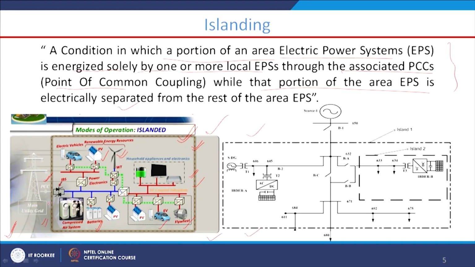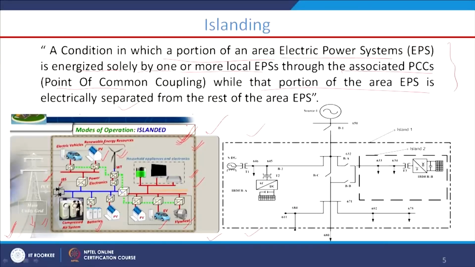If, due to a certain fault at the main grid side, the main grid is isolated or disconnected from the microgrid at the point of common coupling using some circuit breaker system, obviously at that time this microgrid is going to be islanded from the main grid. That means the microgrid is not anymore connected to or getting power from the main substation or main supply. That is the meaning of islanding. Some portion of this microgrid system is islanded from the main grid. Our main grid is not supplying power to the microgrid. That is known as islanding of the system.